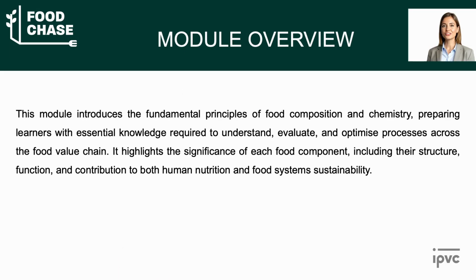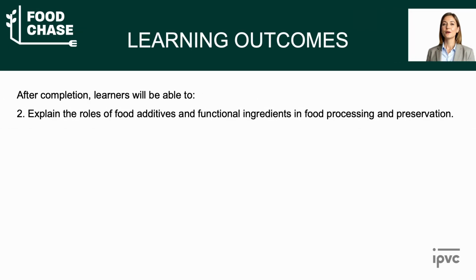This module introduces the fundamental principles of food composition and chemistry. Understanding these concepts will prepare you to evaluate and optimize processes throughout the food value chain, from production to consumption. We'll examine the significance of each food component, including its structure, function, and contribution not only to human nutrition, but also to the sustainability of our food systems. After completion, learners will be able to explain the roles of food additives and functional ingredients in food processing and preservation.